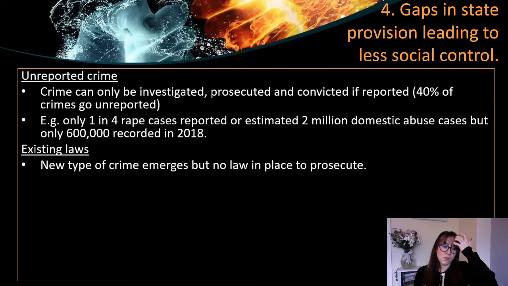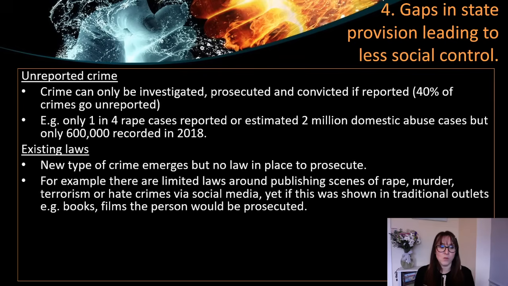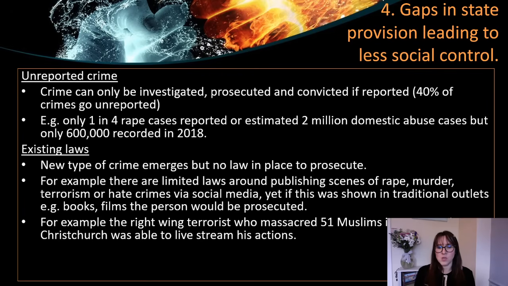Existing laws, new types of crime emerge, but no laws are in place to prosecute. For example, there are limited laws surrounding publishing scenes of rape, murder, terrorism or hate crimes via social media. Yet if this was shown in a traditional outlet like a book or a film, the producer, the director, the company would be prosecuted. There's very limited, and again, it's very hard to monitor everything that happens online. For example, the right-wing terrorist who massacred 51 Muslims in mosques in Christchurch was able to live stream his actions. Absolutely horrific, and there was no way of stopping it because technology has taken on this whole different power.